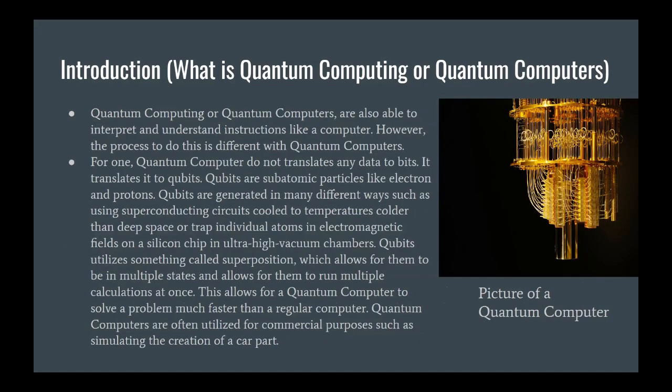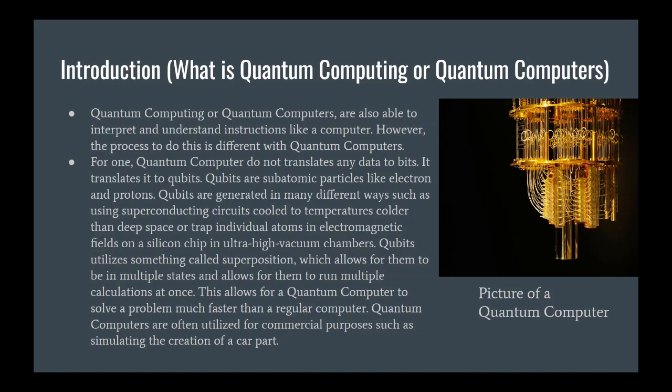So on the right, we have a picture of a quantum computer. Quantum computers are also able to interpret and understand instructions like a computer. However, the process to do this is different with quantum computers. For one, quantum computers do not translate any data to bits. They translate it to qubits. Qubits are subatomic particles like electrons and protons.